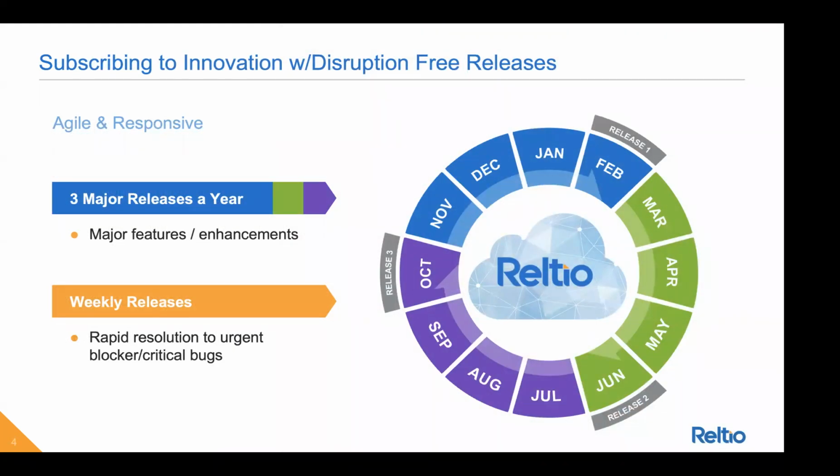Here at Reltio, we believe in a disruption-free release cadence. That cadence involves 3 major releases per year. They occur in February, June, and October. We also do weekly releases, which consist of any urgent issues, critical bugs, or blockers. Now I'd like to hand it over to Venki to tell you all the exciting features and enhancements that we'll be delivering with this release.